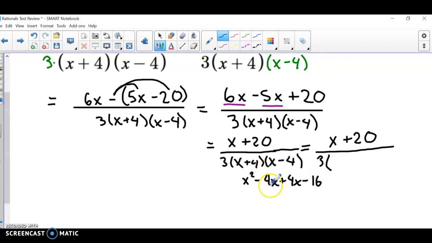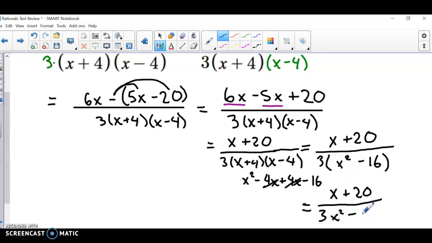So notice I have a minus 4x and a plus 4x. If I combine those like terms, minus 4x plus 4x, those are just going to give me 0 because I have a minus of one and a plus of the other of the same thing. So I'm left with x squared minus 16. And then I'm going to keep this numerator like it is and distribute this 3 in. I'm going to get 3x squared minus, let's see, 3 times 16 is 48. So that would be my final answer.